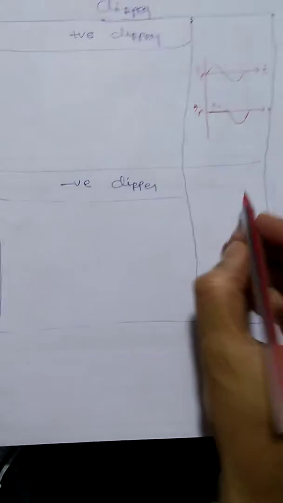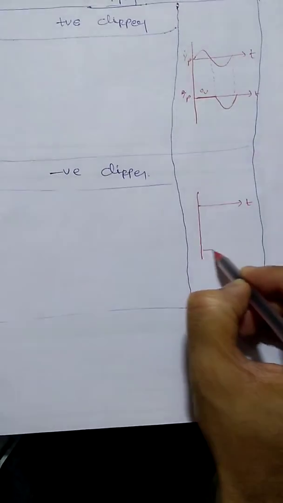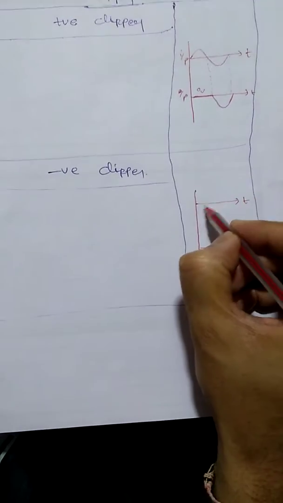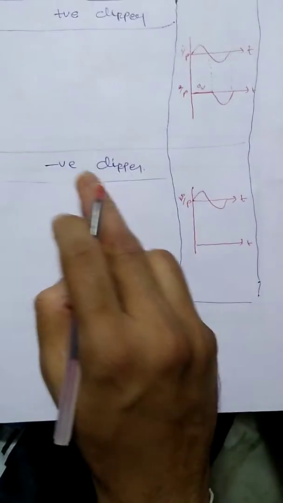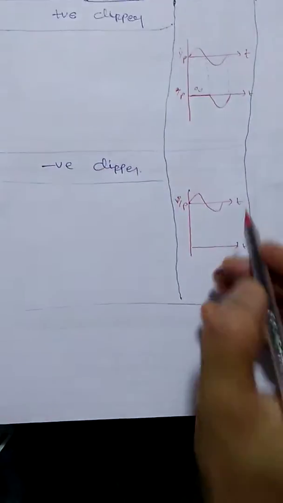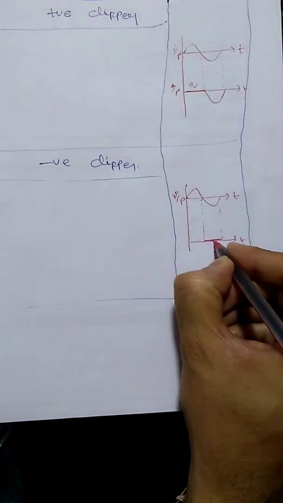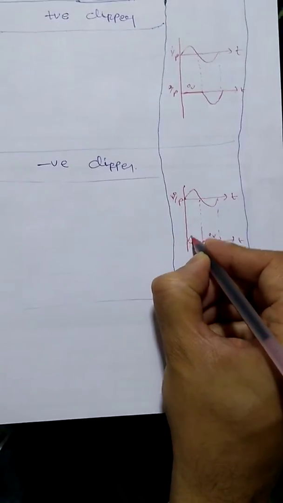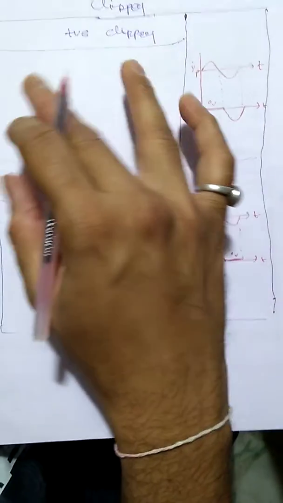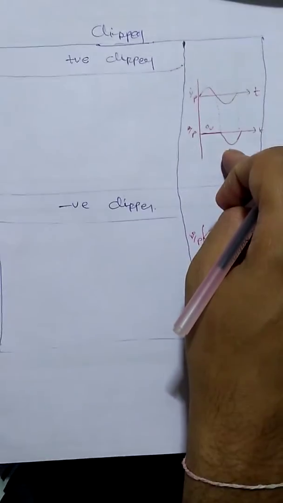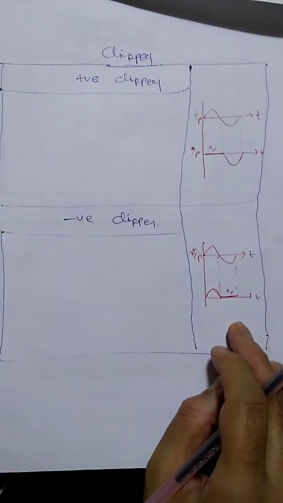In case of negative clipper, negative clipper means negative cut. So negative cut means negative is equal to 0 and positive will remain as it is. So whatever kind of circuit diagram is available over here, the output will be fixed. Whatever circuit diagram is available for negative clipper, the output is fixed.